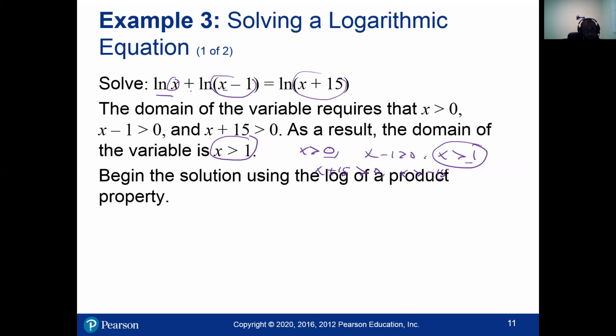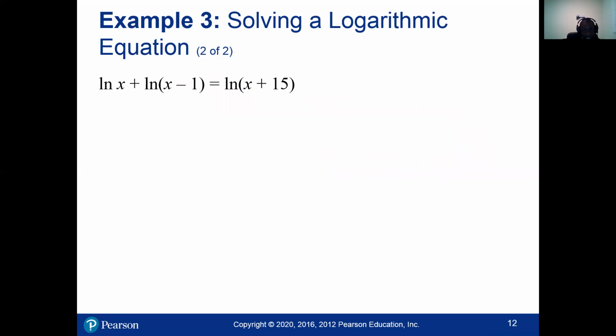Okay, we have to write each side as a single logarithm. Since this is a natural log and this is a plus, you know the plus becomes a product. Okay, that is the property we use. So let us solve this together. First, we write it as a single logarithm. The sum becomes a product.